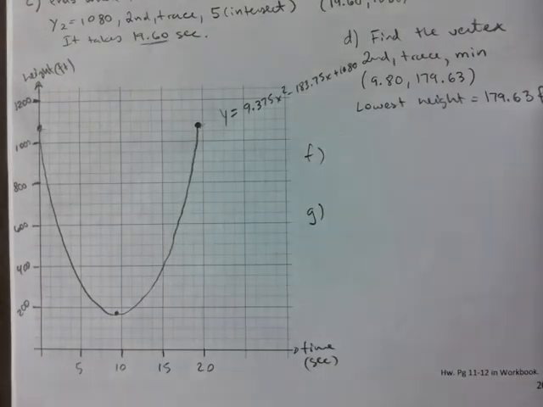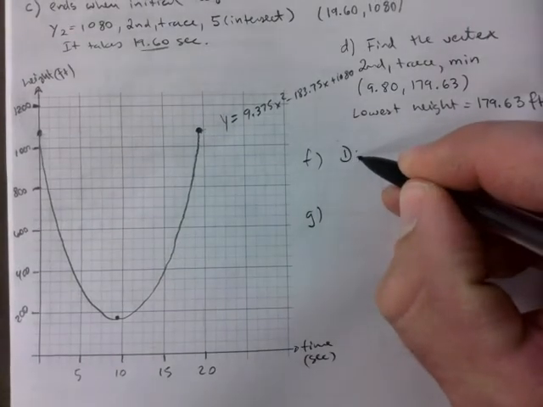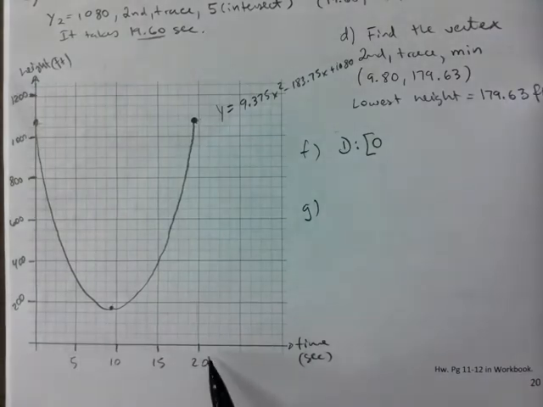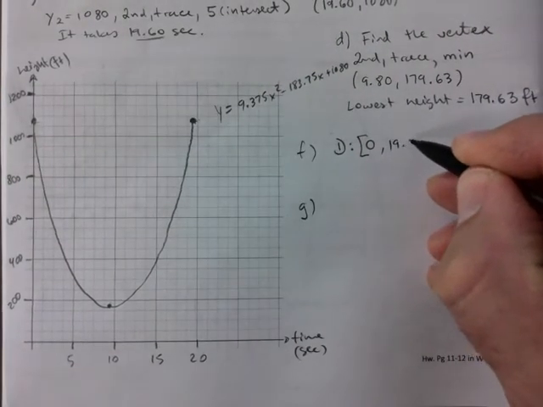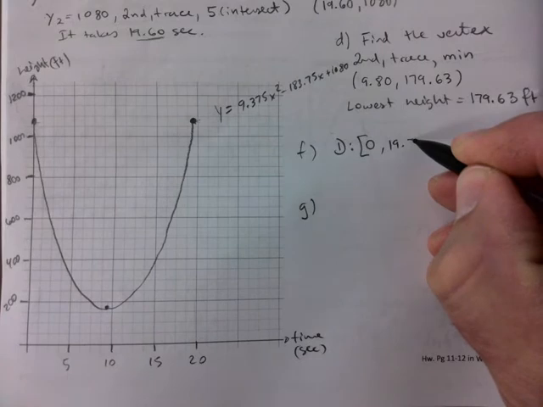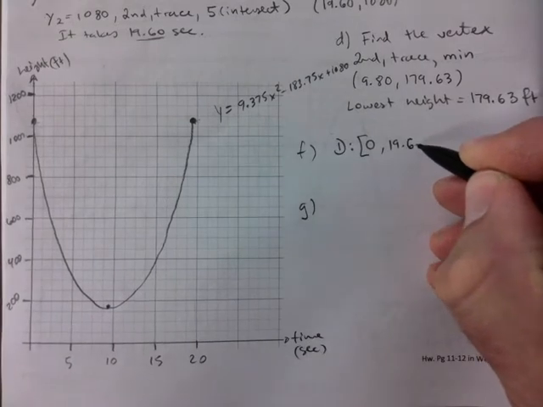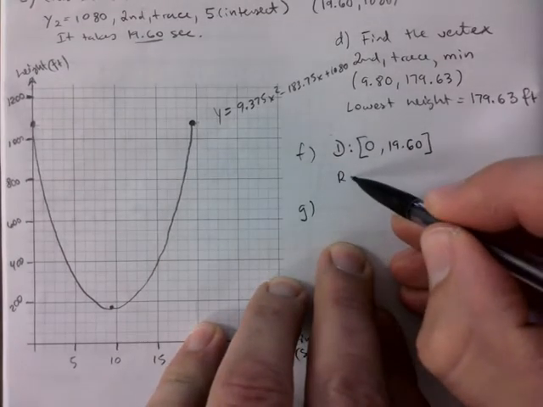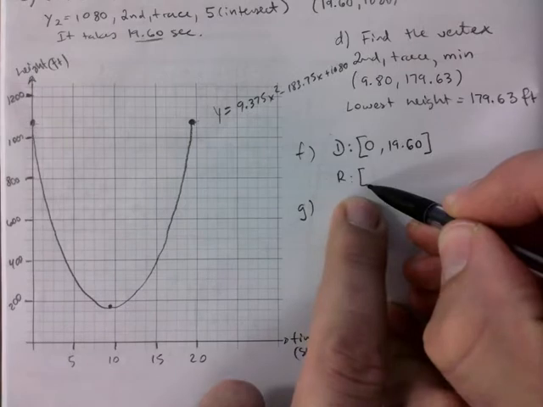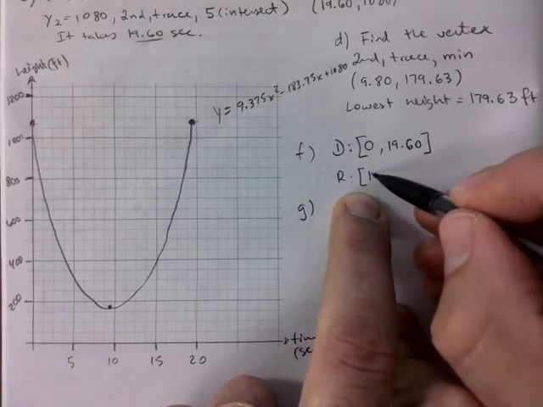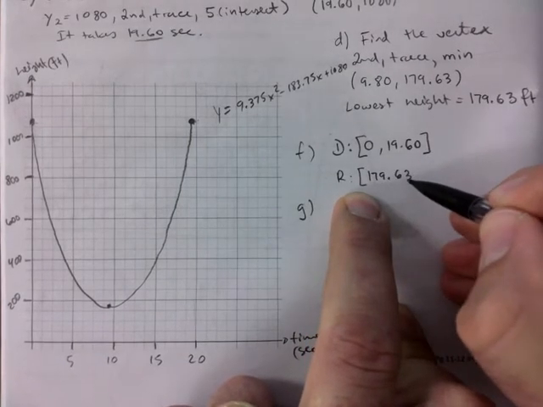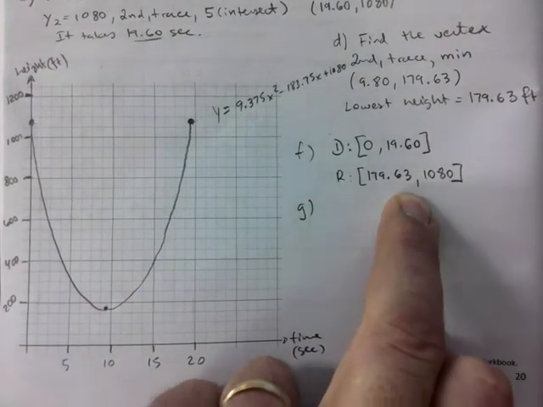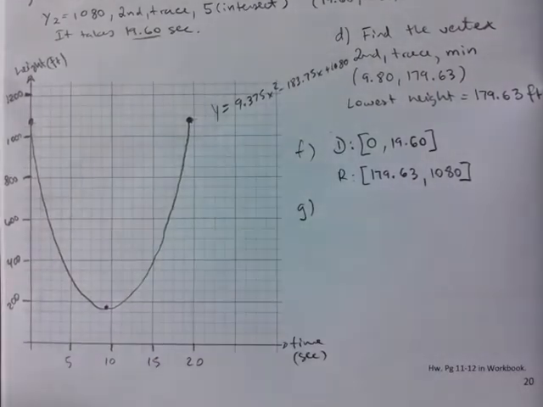All right, ready? Domain. It starts at time 0 and it goes to 19.7. Oh, sorry. Where are we at? 19.6. That's your domain, and your range goes from the lowest you ever get to when it comes to the y values, and the highest you ever get to is 1080 according to this question. Okay.